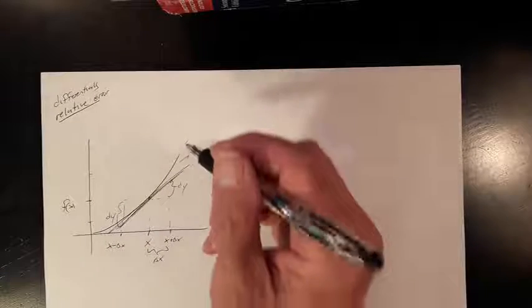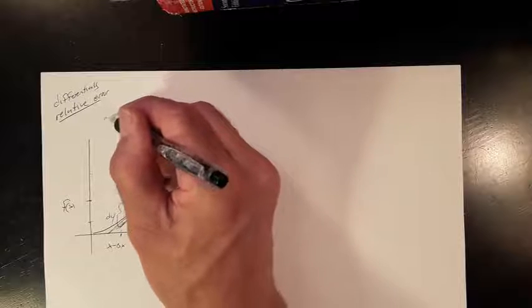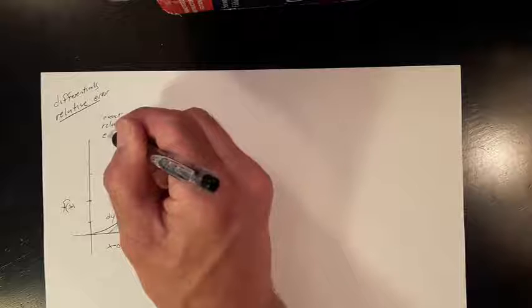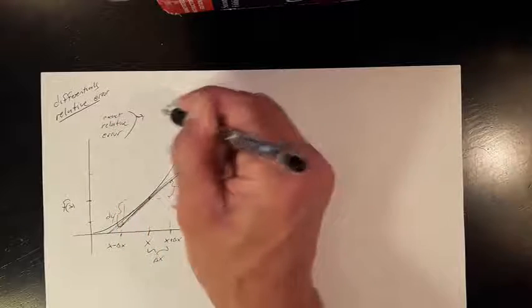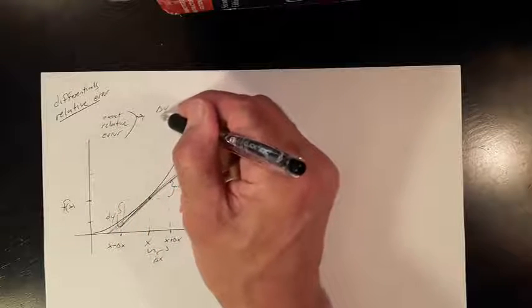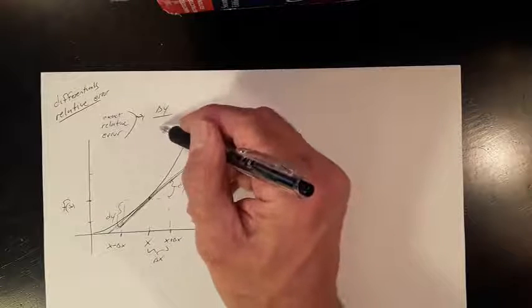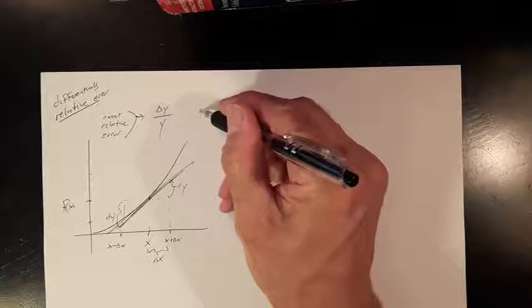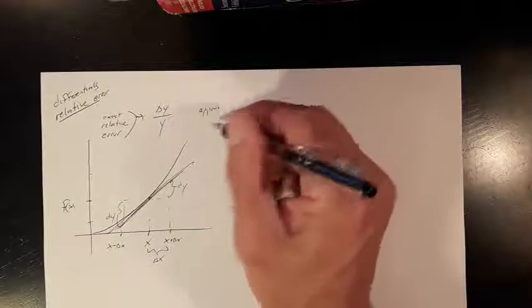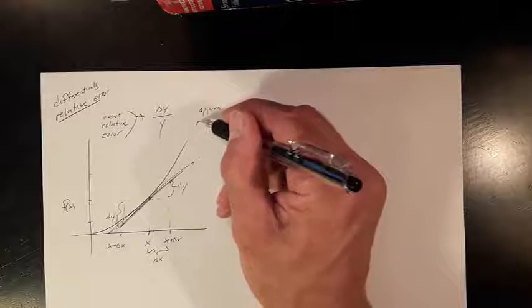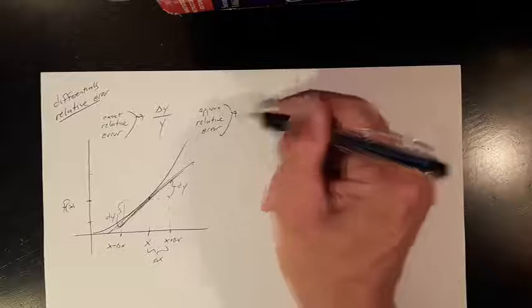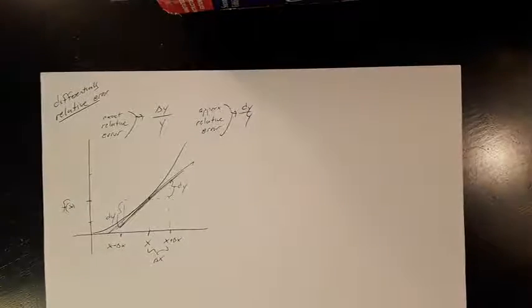So what we want to realize then is we've got an exact relative error. This is the fraction made by your true error, which we've already said is delta y, over the amount that you predicted, which was y. So we approximate delta y with dy. So your approximate relative error is going to look like dy over y.